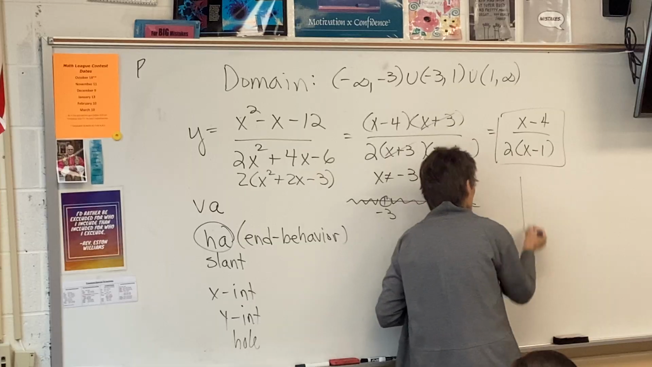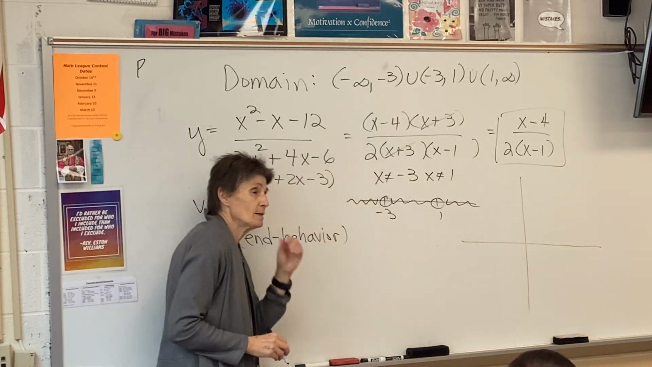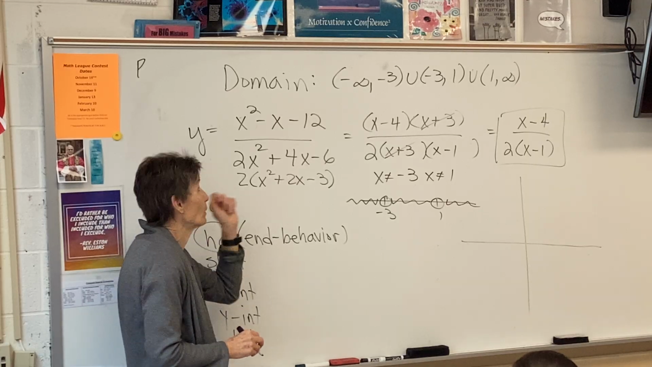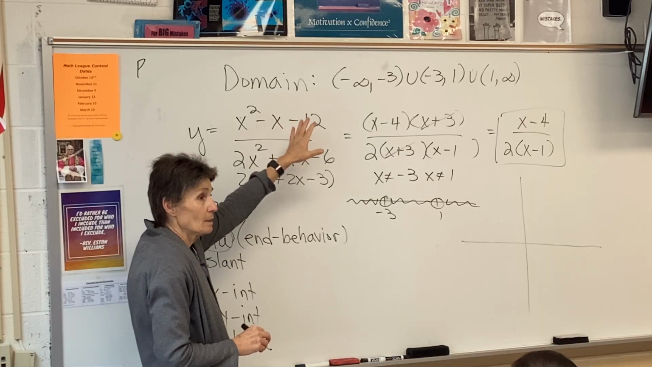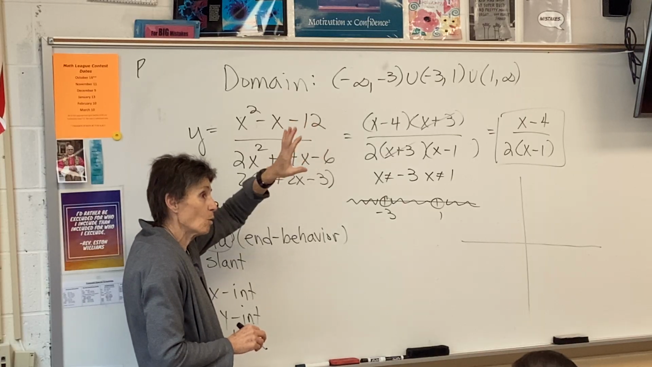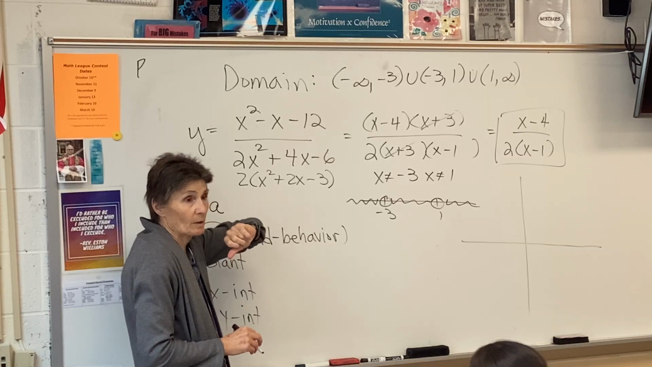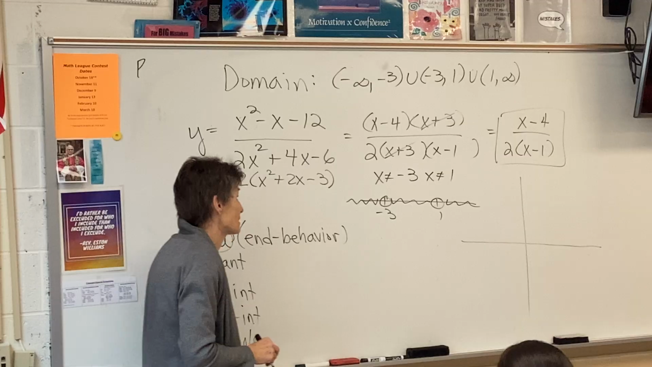So before lunch, we took care of the domain. That is a question that is going to be on the test that I have not spent time on, so I wanted to get it in today. Domain: everything except your vertical asymptotes and poles. As soon as you get this factored, you know what your domain is.